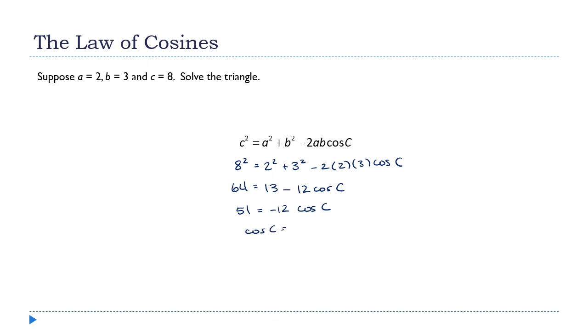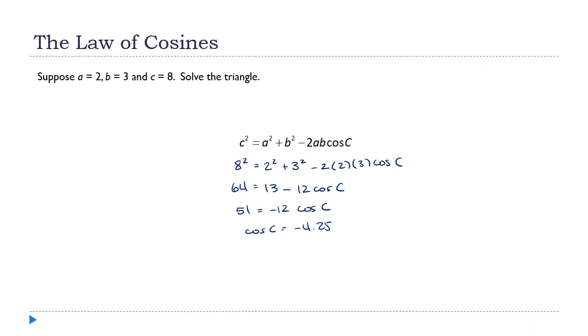Cosine C equals negative 4.25. And here we got to stop. You can go ahead and ask your calculator. You can try to do that inverse cosine if you like, but your calculator is going to get very upset with you. The cosine of an angle can't be negative 4.25, right? Cosines have to be greater than negative 1. Right, so what happened here?